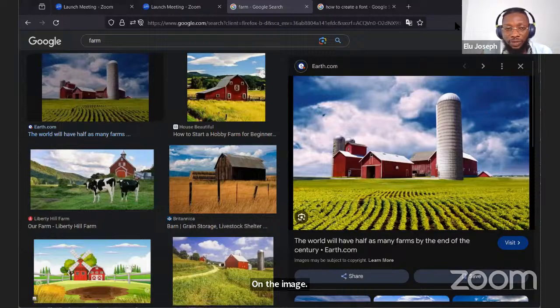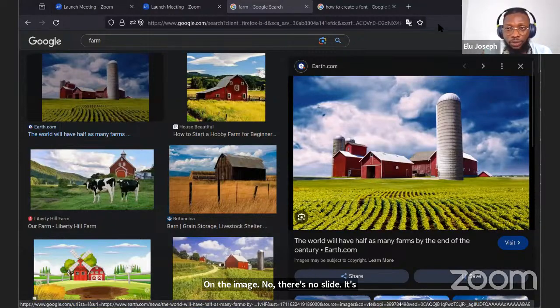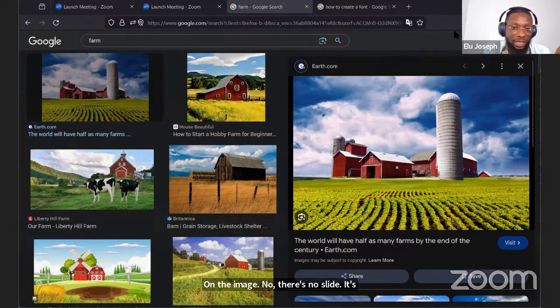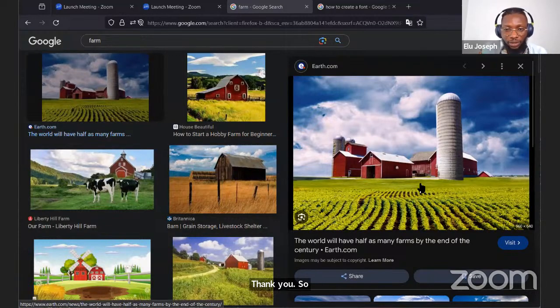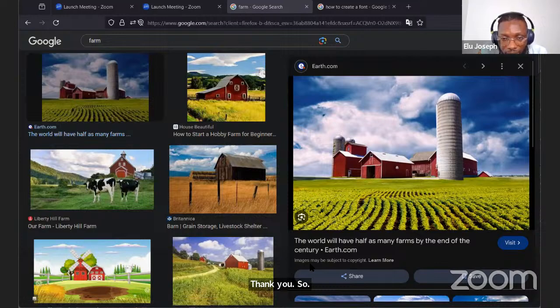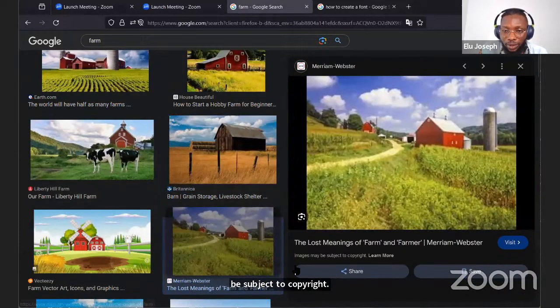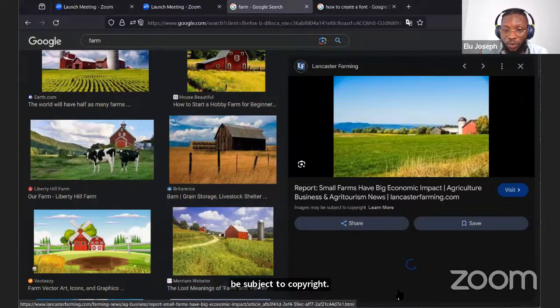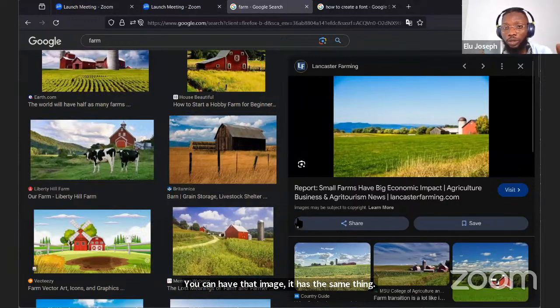Now, on the image, no, there's no slide that explains vector. I explained that to you easily. You don't need a slide for that, okay? Now, on the image, yeah, you can see it says images may be subject to copyright. Click another image, it has the same thing. Click the next one, it has. So all the images on Google are subject to copyright.